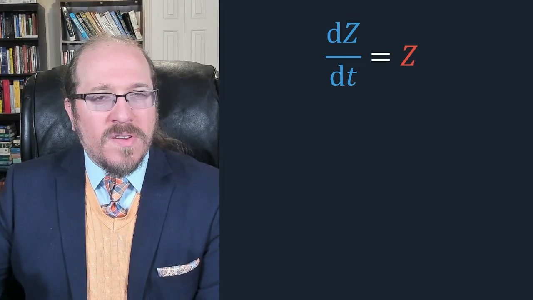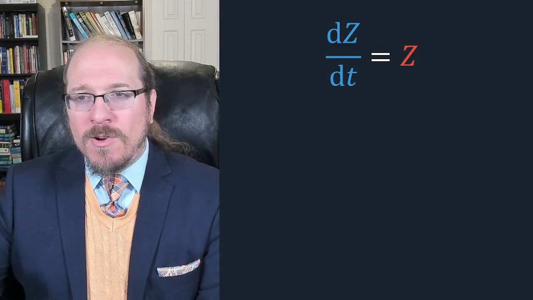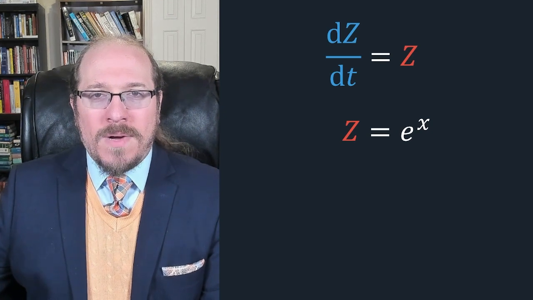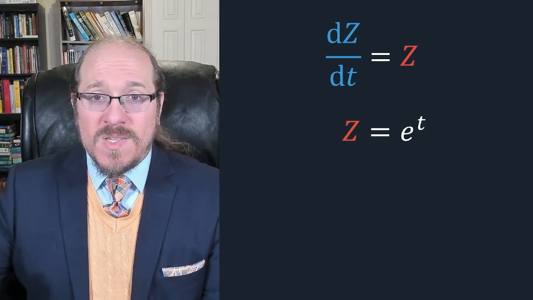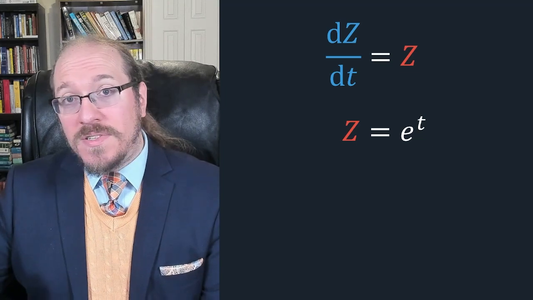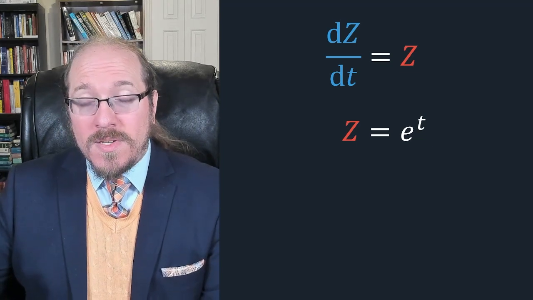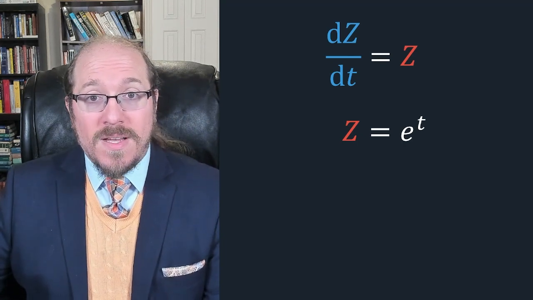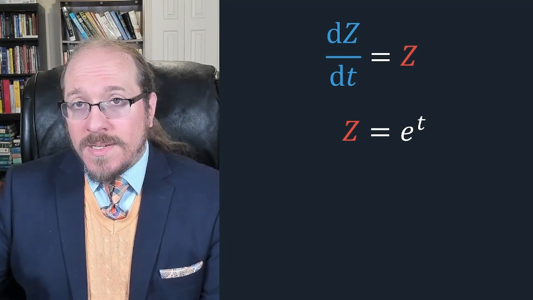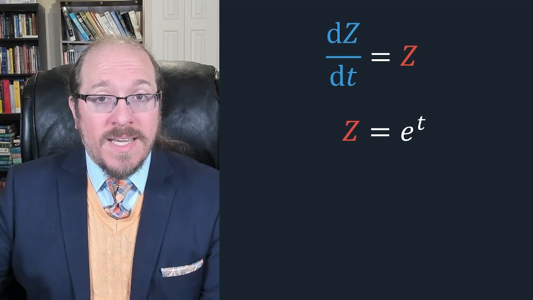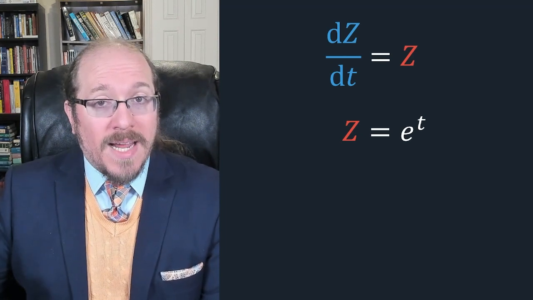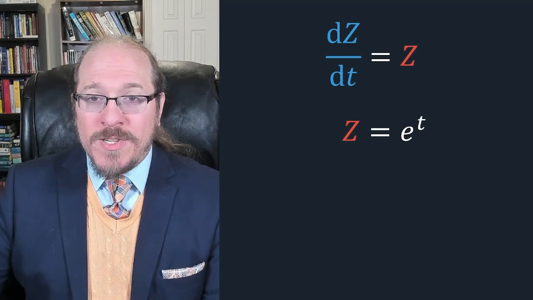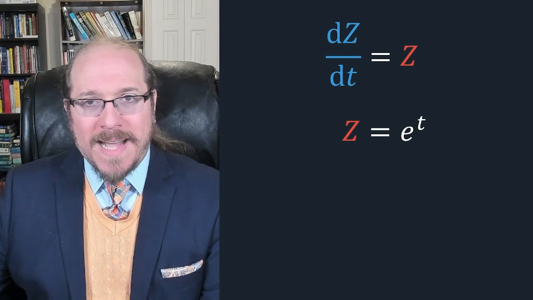Well, if you think about the derivatives we've learned so far, you might already remember a function that fits this description, e to the x, or, well, e to the t, since we're looking at population of zombies as a function of time. So the derivative of e to the t with respect to t is in fact e to the t. So a solution to the differential equation dz over dt equals z would be z equals e to the t. Great. But that's not the differential equation we were actually given, so let's go back to that.